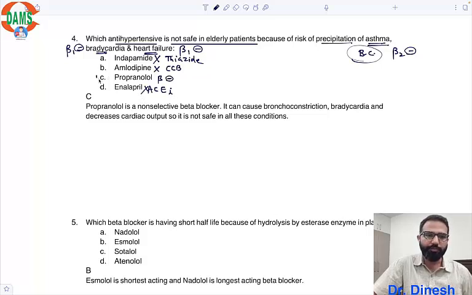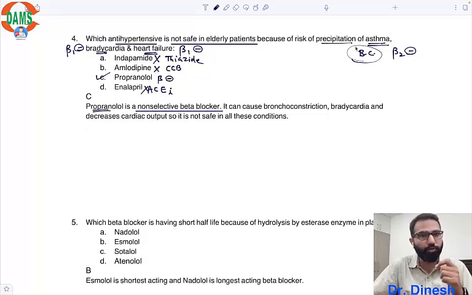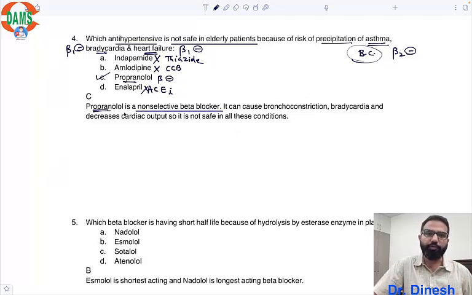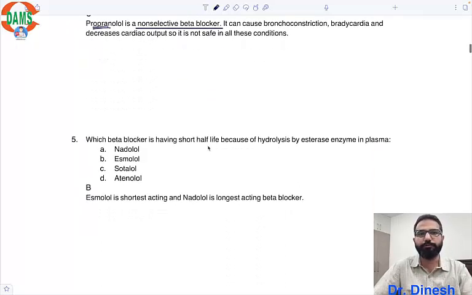You can see out of these, propranolol is the non-selective beta blocker and it can cause all these problems, especially the bronchoconstriction risk is there with the non-selective beta blockers. So the answer will be propranolol. So don't use these in asthmatic patients. Cardioselective ones are safer, not propranolol. So this is about question number 4, where the risk is there due to non-selective beta blockers.